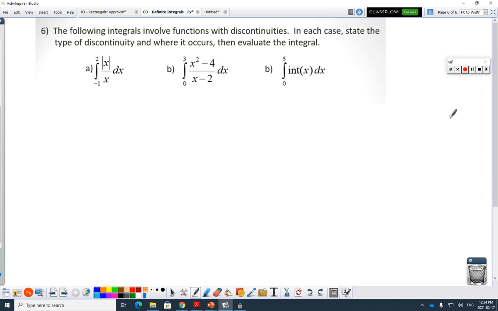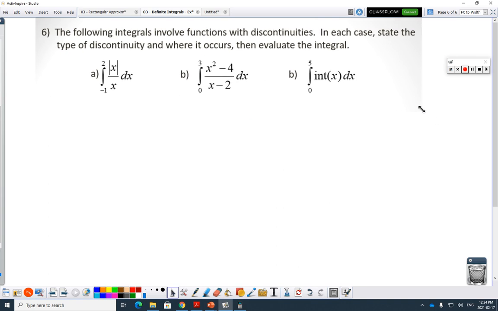The following integrals involve functions with discontinuities. As promised, I said we'll deal with functions that have discontinuities. We can deal with some discontinuities. Some situations won't hold us up from finding areas. And I'll show you how we got to deal with each of these types here. I don't know if I'll fit them all in on this one. I might need multiple pages to be able to draw everything you need here.